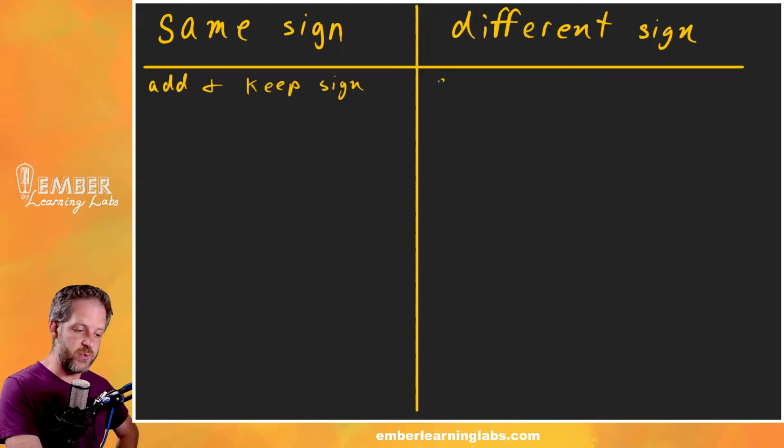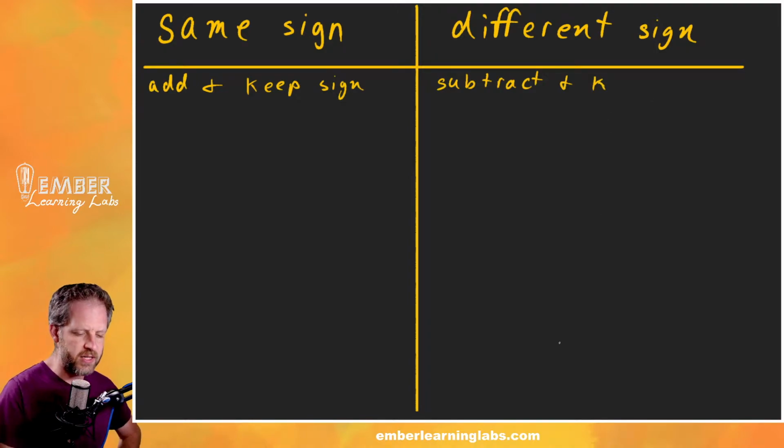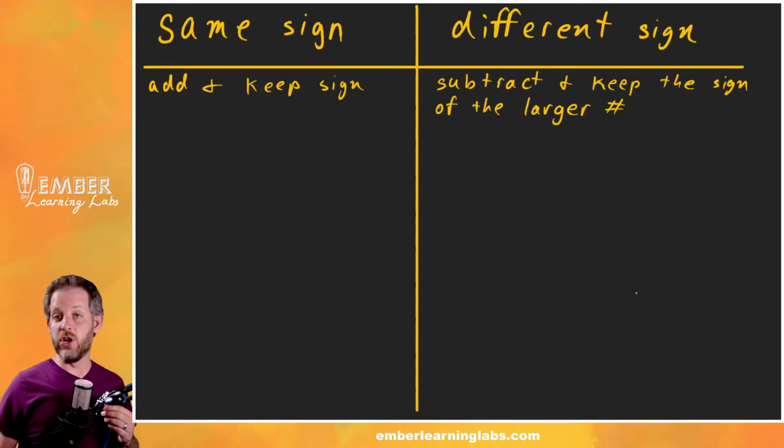For different signs, we subtract and keep the sign of, put it down in the comments, pause the video right now, keep the sign of which one? Pause it, put it down there. Keep the sign of the larger number. Okay, so let's look at some examples.